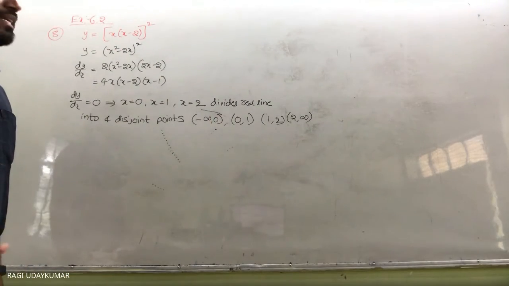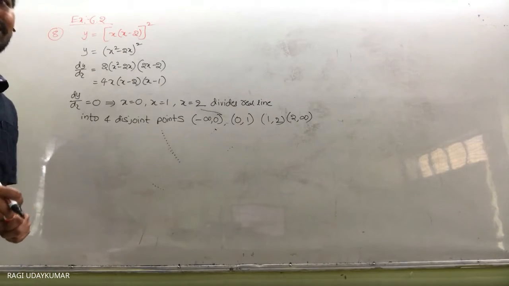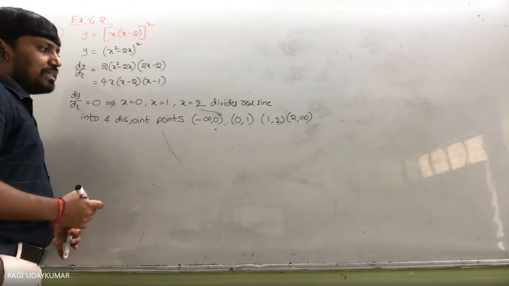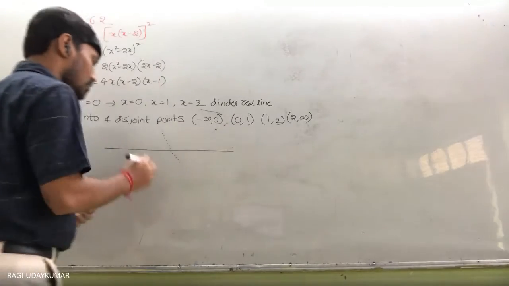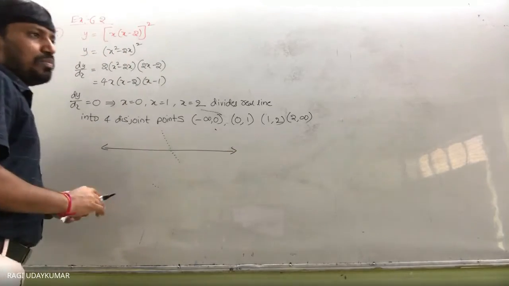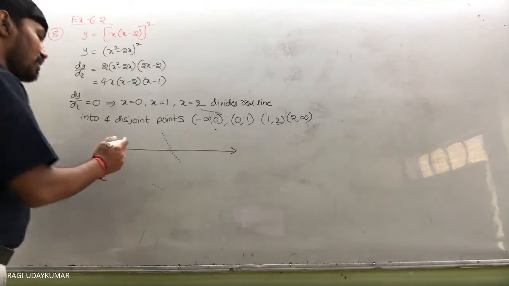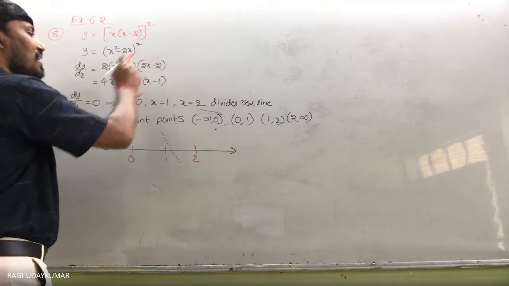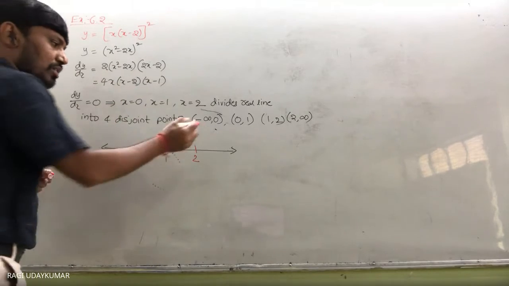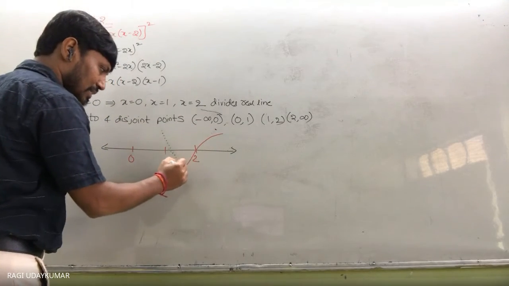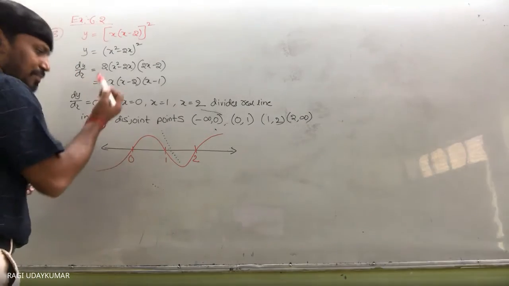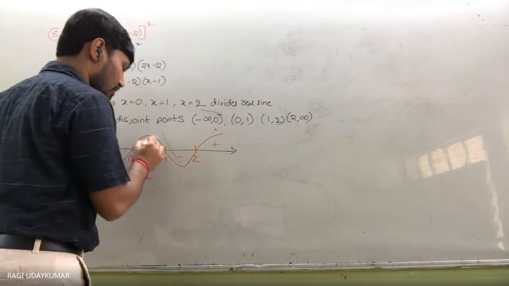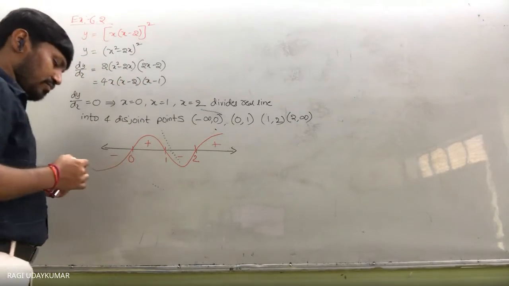So in what interval is it positive, in what interval is dy by dx greater than 0, we have to find out. I told you the wavy curve method, you can use it. So take one number line here. On this number line, the points should be marked: 0, 1, 2. Take any number greater than 2, it will come out positive. So starting from here and going like this, here it is positive, here it is negative, here it is positive, here it is negative.